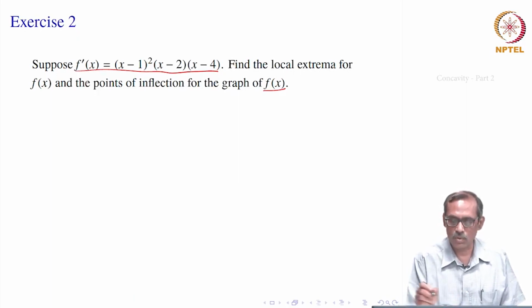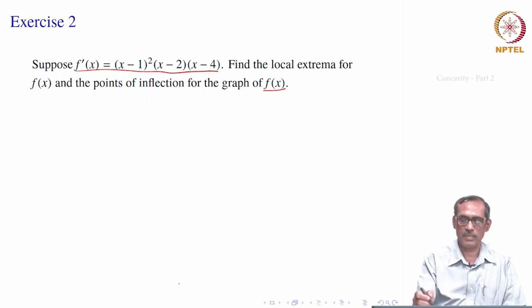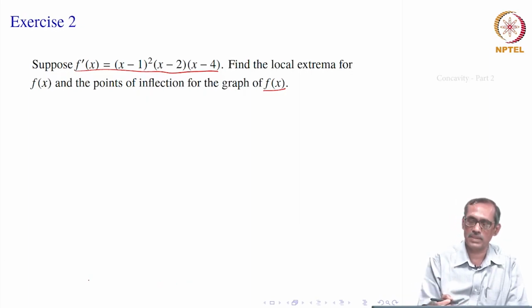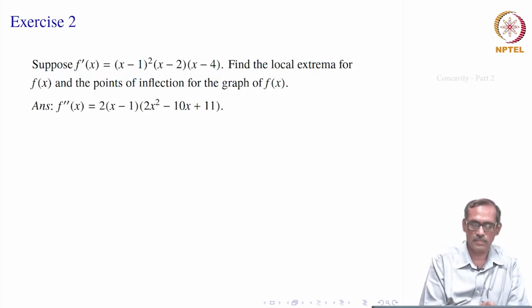So, we want to find the local extrema for f x and the points of inflection for the graph of f x. Though f x is not given, f prime x should give rise to f double prime x, and we should get the point of inflection from this, right. So, this will be true for any function whose derivative is equal to this. That is what the problem assumes. Okay, let us see whether that is going to be true.